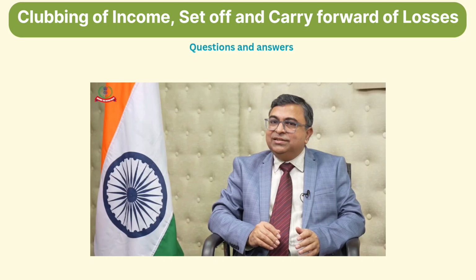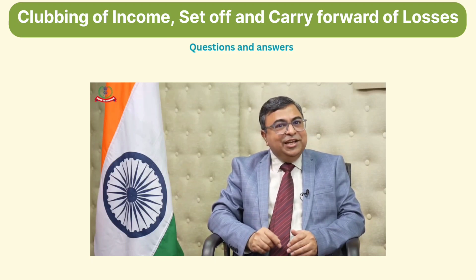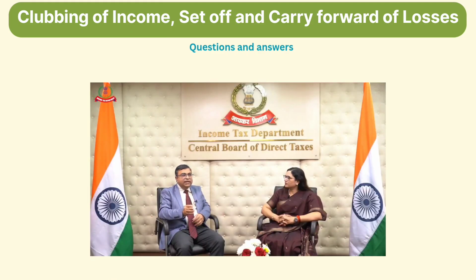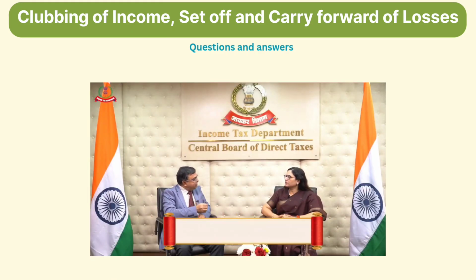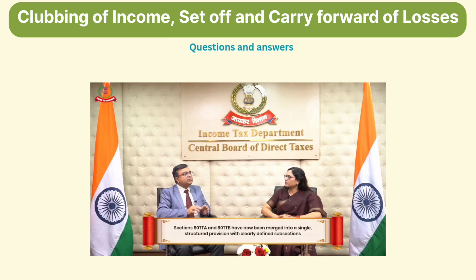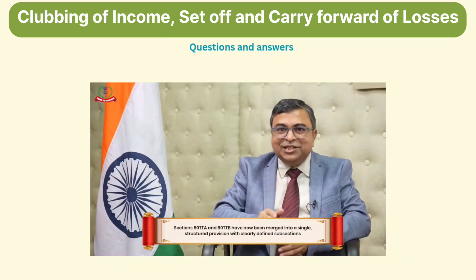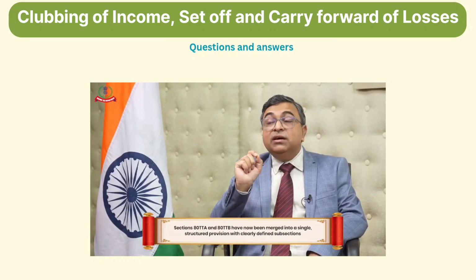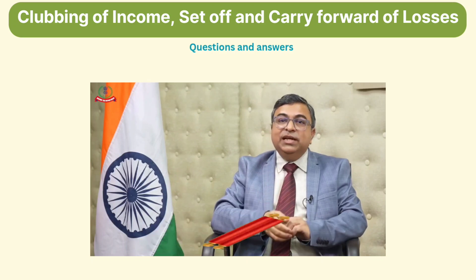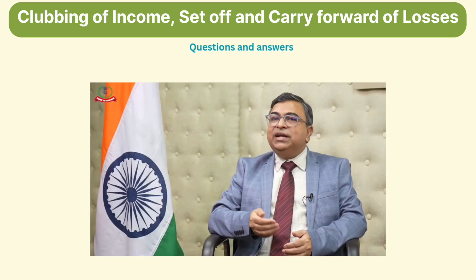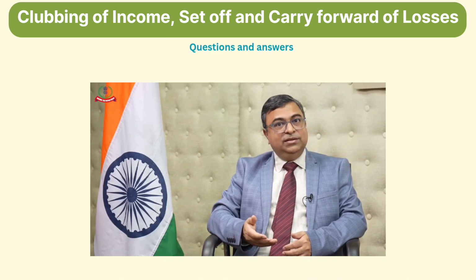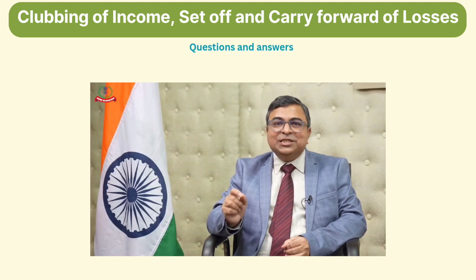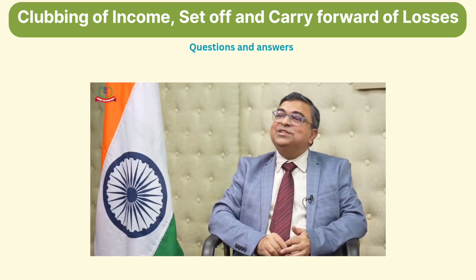As per the current provisions, Section 80TTA and 80TTB provide deductions on interest earned from savings accounts. While 80TTA provides such deductions in general, Section 80TTB was specific for senior citizens. Now, these sections have been merged into a single structured provision with clearly defined subsections. The eligibility criteria and deduction limits for different categories of taxpayers are now explicit, reducing the need to refer to multiple sections. This change enhances clarity and ease of use, particularly for senior citizens.